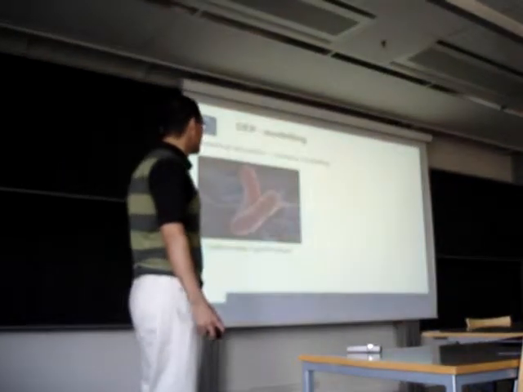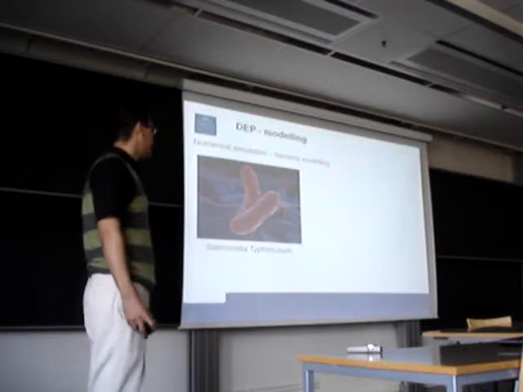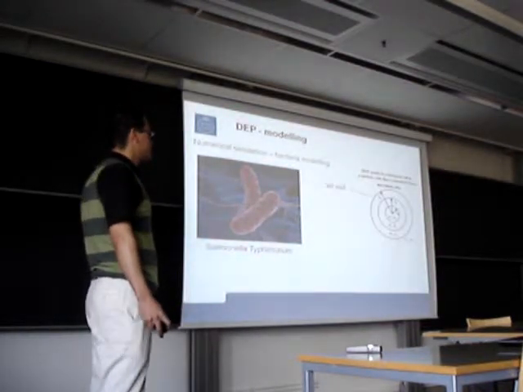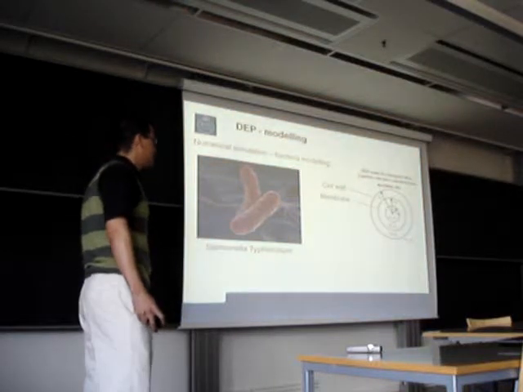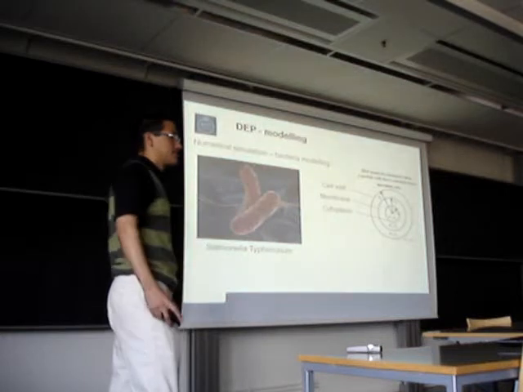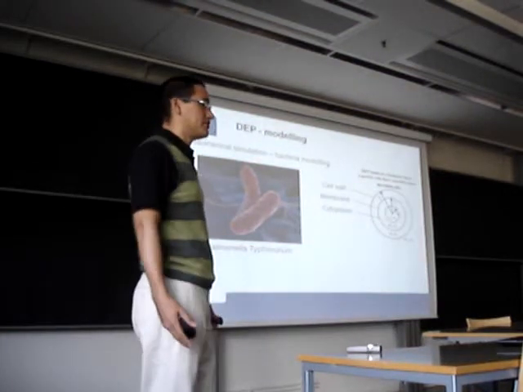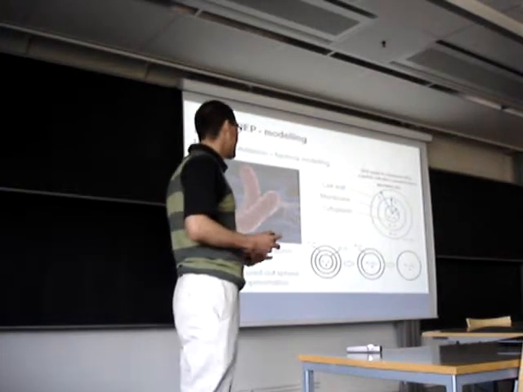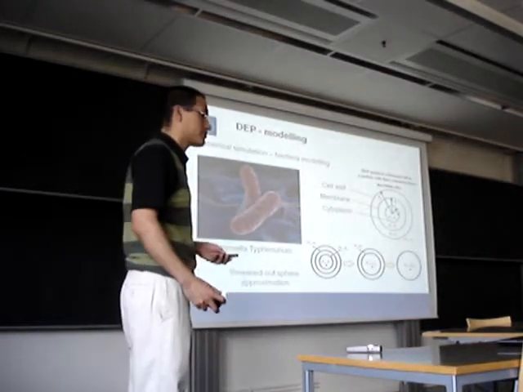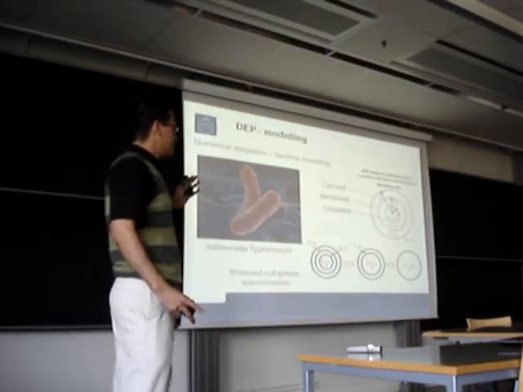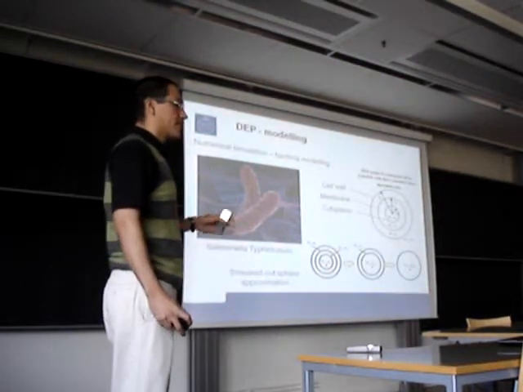So I have this bacteria that I wanted to use, and I need to model it. Bacteria usually have a cell wall, a membrane, and a cytoplasm. All of these three layers have different conductivities and permittivities, so I need to have only one value. For that, I use a smeared-out sphere approximation, where I can approximate all the values of these three layers in one.